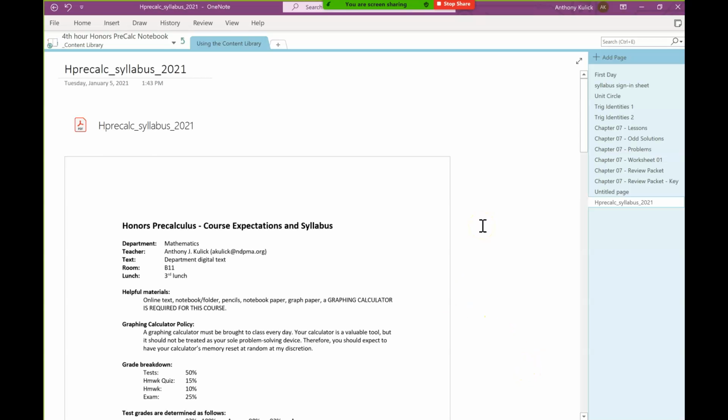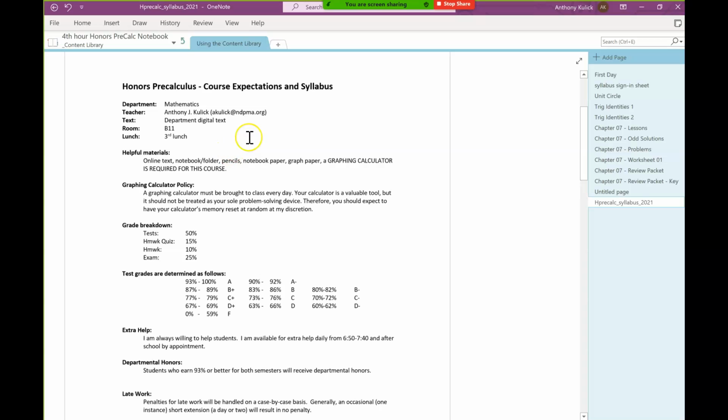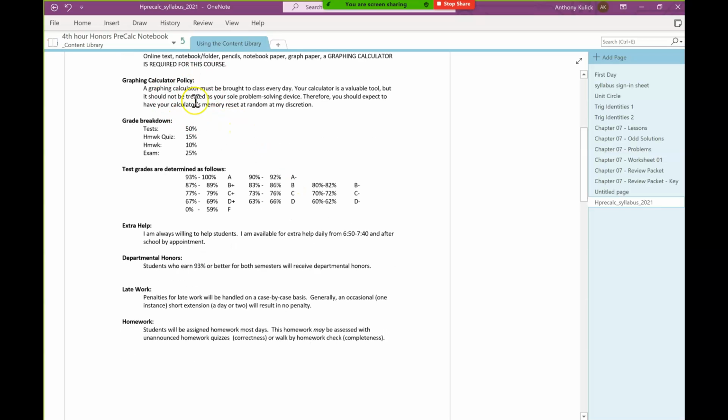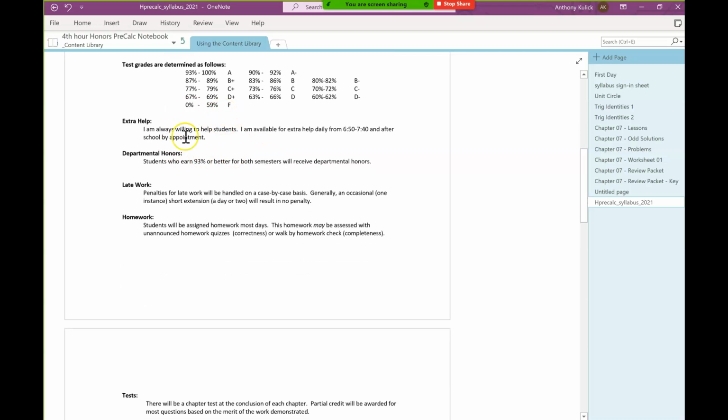All right. So, back to the syllabus in the content library. This is also on PowerSchool and probably some other places. Things that you need: a graphing calculator, and a stylus that works. Just doing some of the greatest hits. Grades for this course: 50% comes from tests, 15% from homework quiz, 10% from homework, 25% from exam. That's the grade breakdown. For extra help, mornings and community time are best for me.